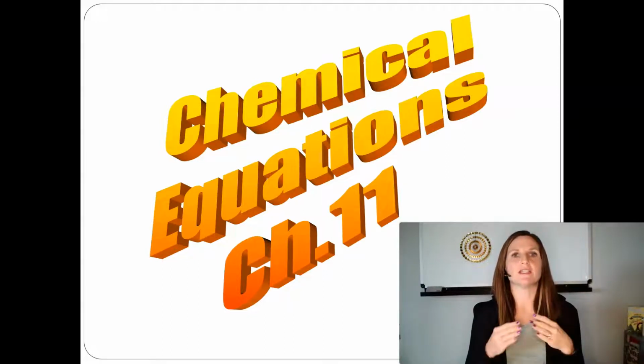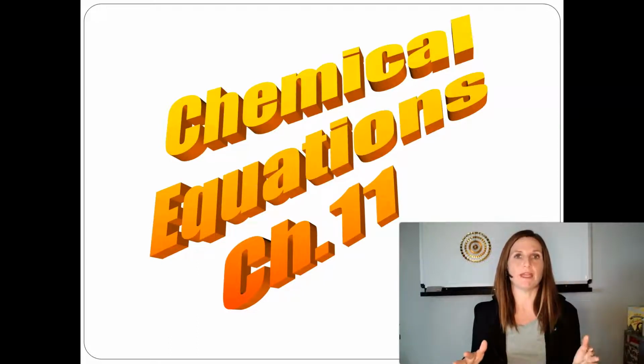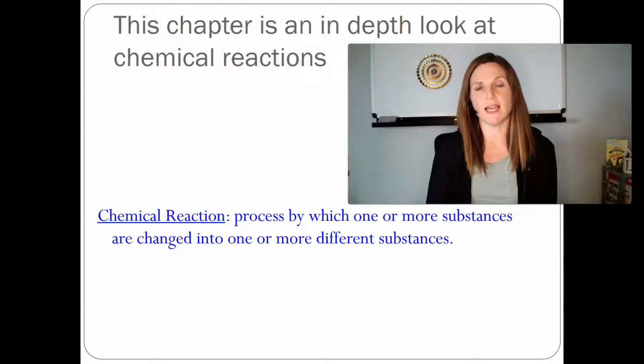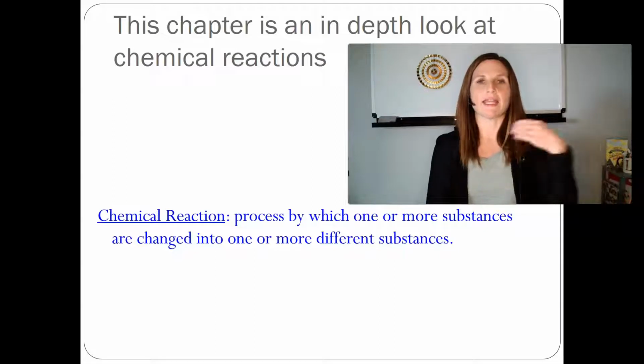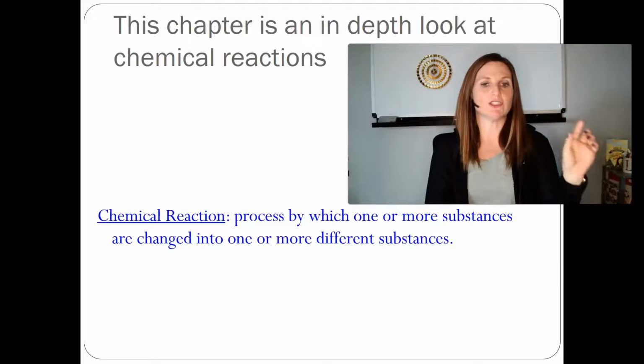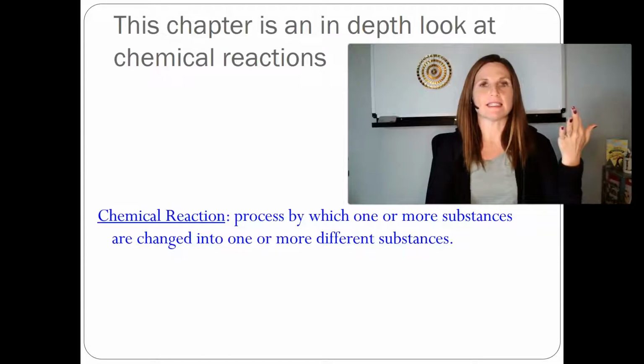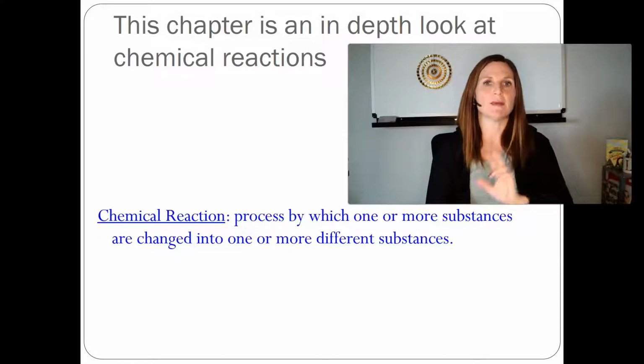So in this chapter, we're going to be describing those reactions that happen when different molecules and compounds come into contact. We're really going to be focusing on the idea of a chemical reaction. A chemical reaction is a process, an event by which one or more substances get changed into one or more different substances. So when we are talking about a chemical reaction, we need to see a substance change, a substance become something new.